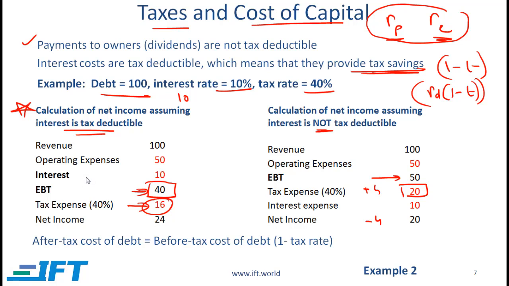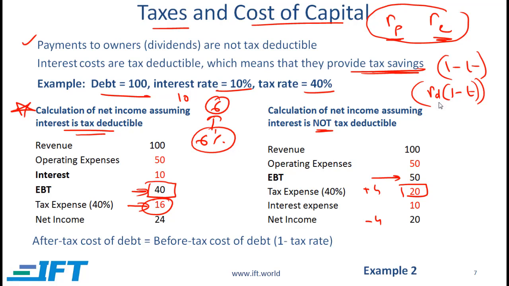The point here is that because interest is tax deductible, it is reducing our taxes. So effectively, the cost of debt isn't 10, it is actually only 6. We do pay 10, but we save 4 in taxes. So effectively, the cost of debt is 6, or with this simple example, that represents 6%.